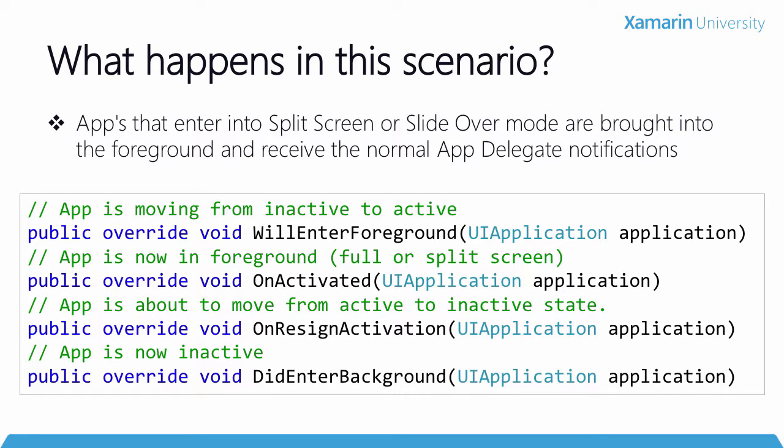So an app that enters into the slide over or the split view is actually brought into the foreground, and it gets the normal notifications that you would expect in an iOS app. Will enter foreground, on activated. And we also get, of course, the on resign activation and did enter background.